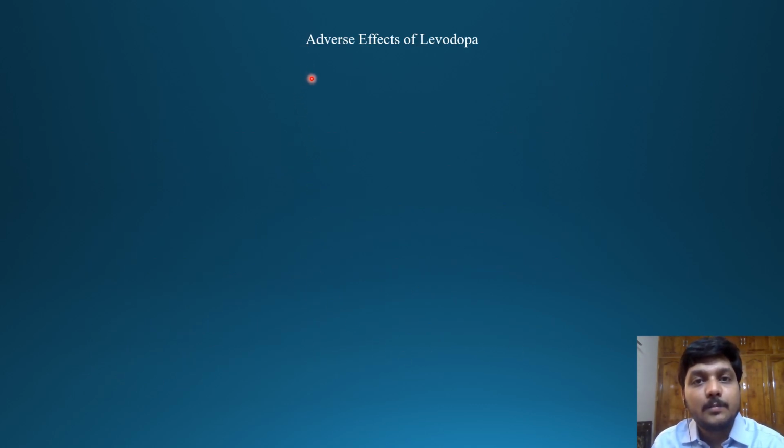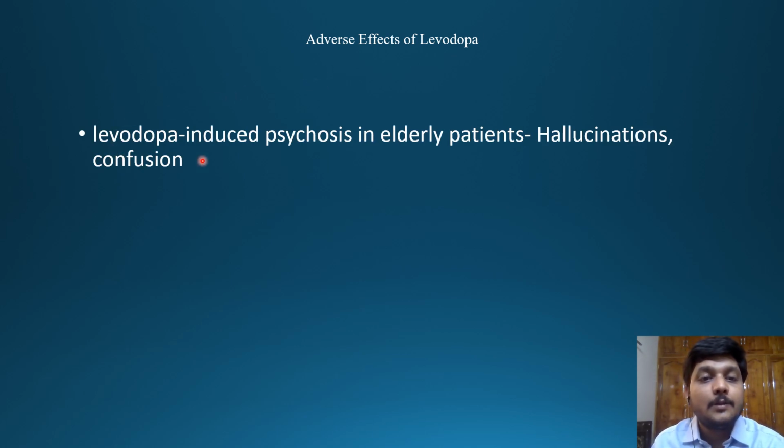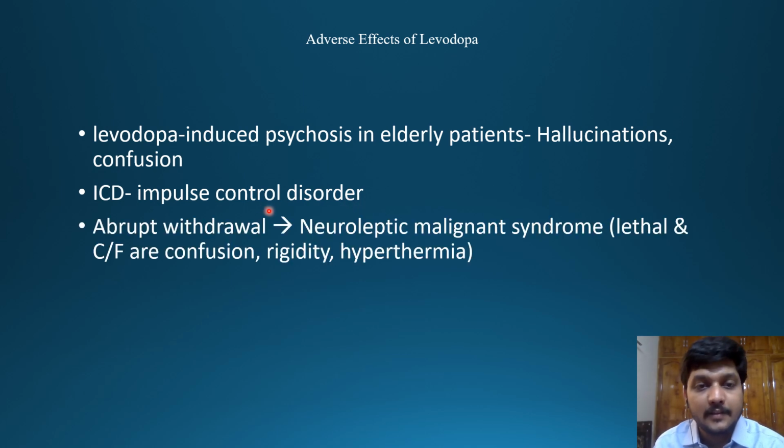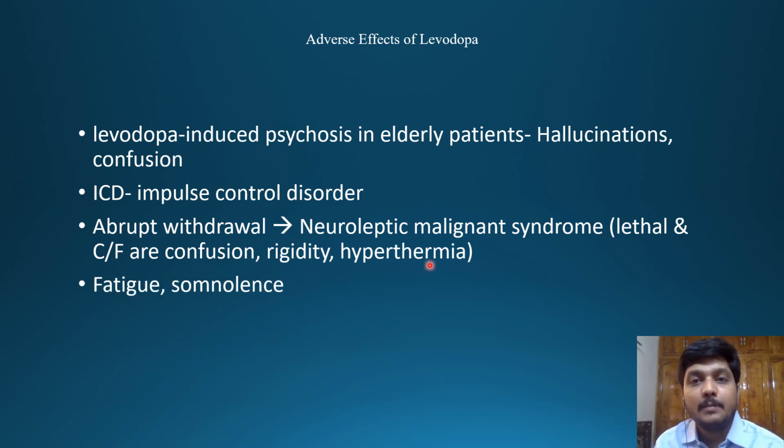And adverse effects of levodopa, what we should remember mainly are levodopa induced psychosis in elderly patients, characterized by hallucinations and confusion, and impulse control disorders, we call it as ICDs. Abrupt withdrawal of levodopa causes neuroleptic malignant syndrome. It is a lethal clinical feature we see when we suddenly stop giving levodopa. Clinical features are confusion, rigidity and hyperthermia.